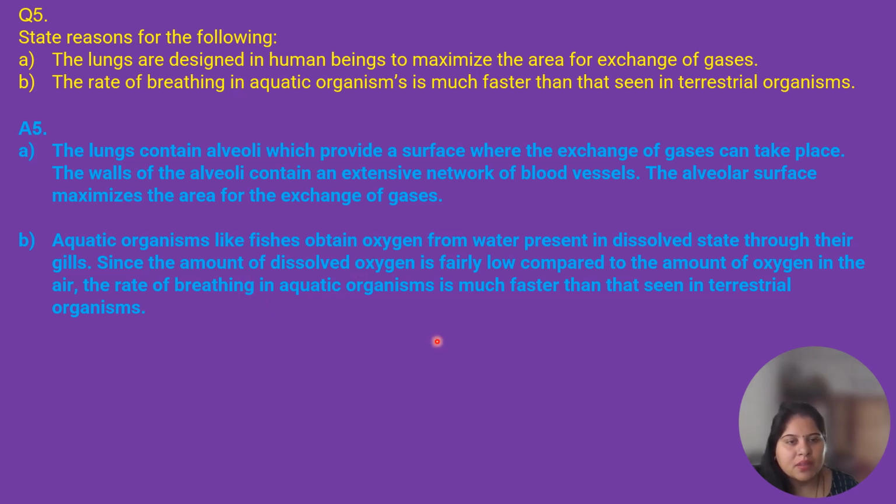So that's why the organisms which are living inside the water, their speed of respiration is faster compared to the terrestrial organisms. Aquatic organisms like fishes obtain oxygen from water, which is present in dissolved state, through their gills. So which is the respiratory organ in fishes? Gills. Since the amount of dissolved oxygen is low compared to the amount of oxygen in the air, that's why the rate of breathing in aquatic organisms is much faster than seen in terrestrial organisms.